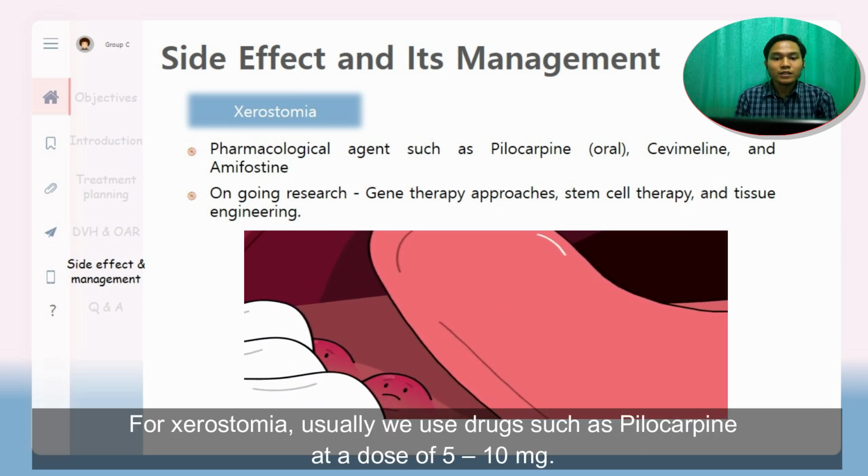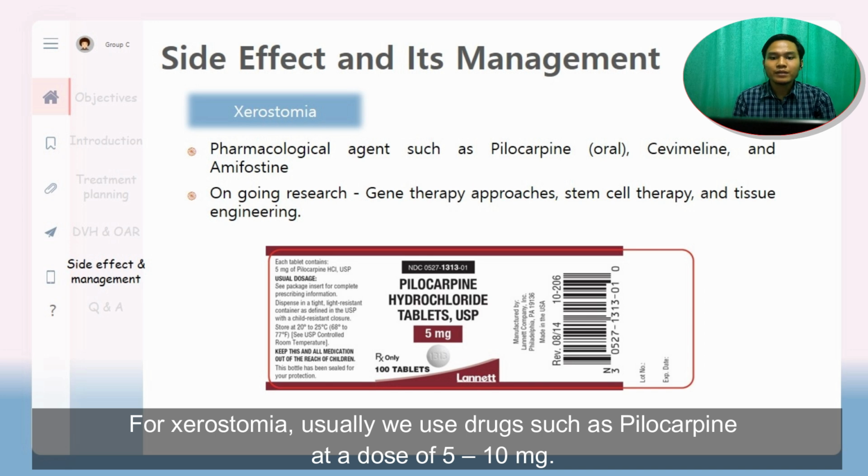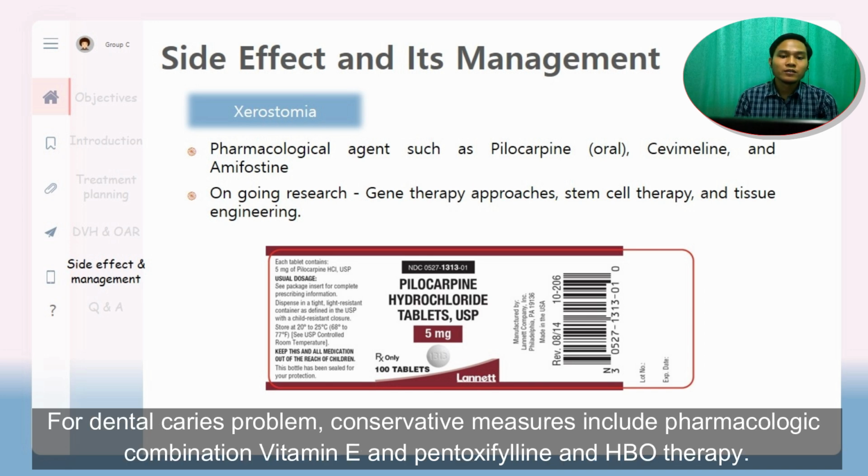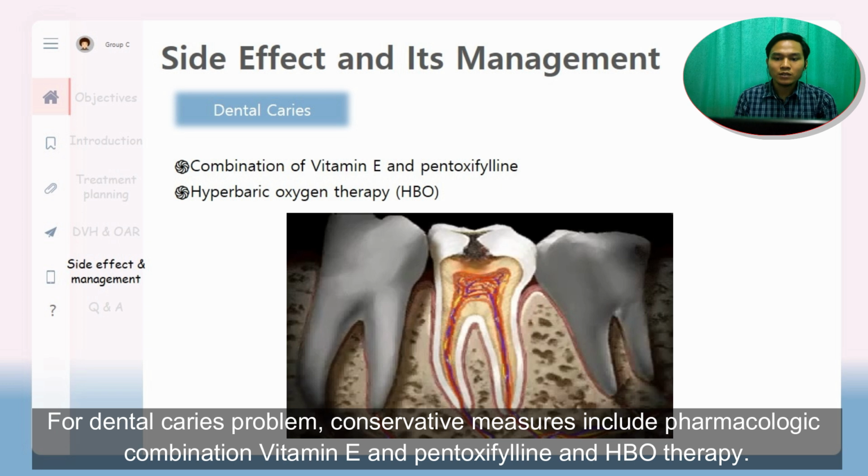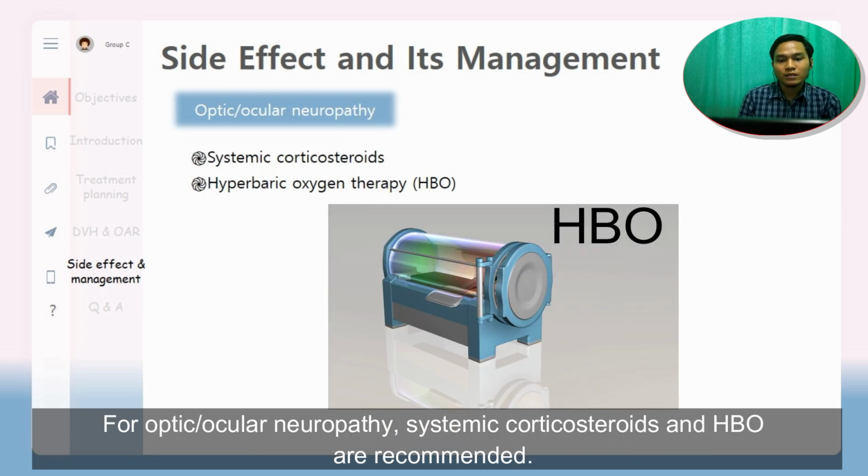For xerostomia, usually we use drugs such as pilocarpine at a dose of 5 to 10 mg. For dental caries, conservative measures include pharmacologic intervention, vitamin E and pentoxifylline, and hyperbaric oxygen HBO therapy. For optic or ocular neuropathy, systemic corticosteroids and HBO are recommended.